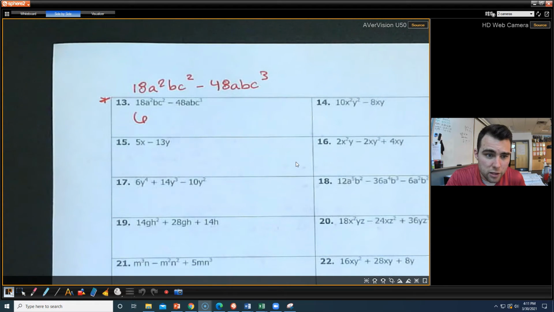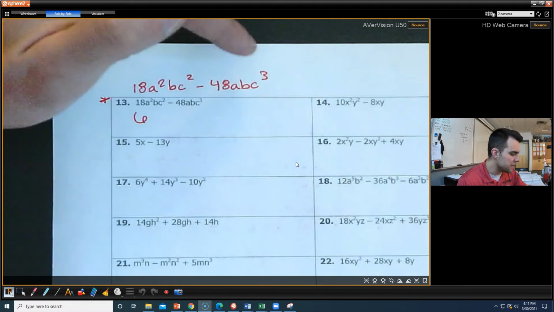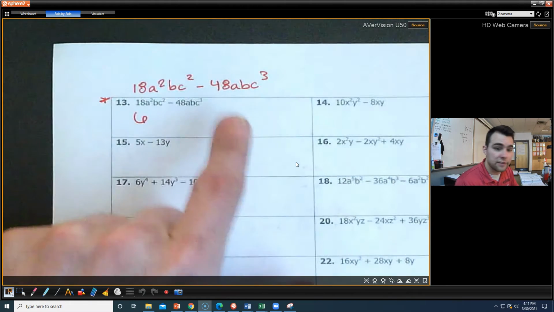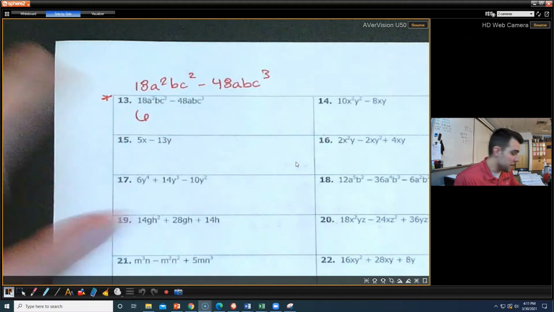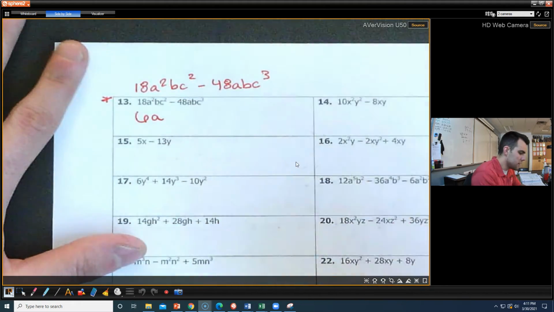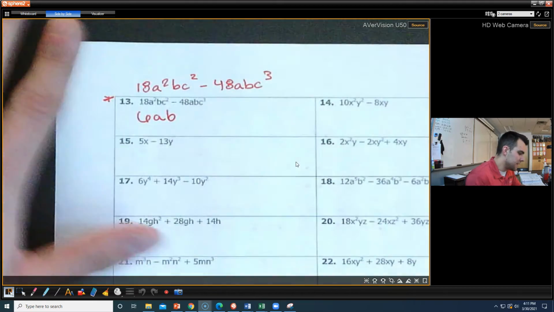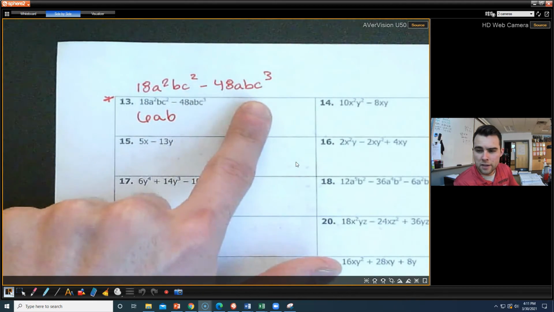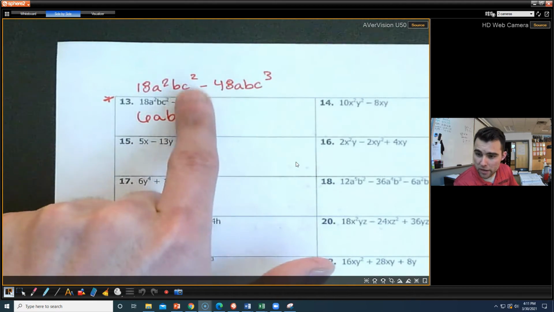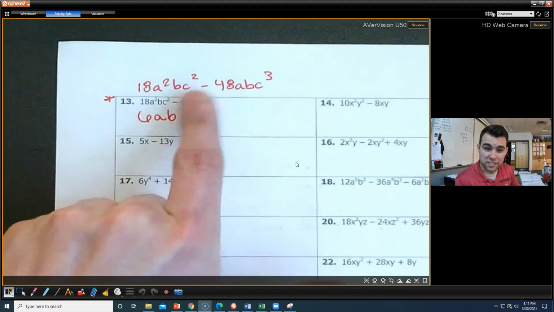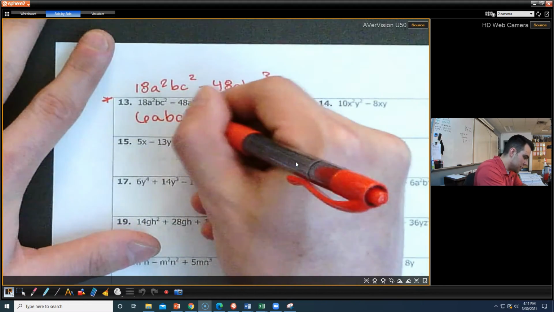Okay, and then I have an a squared bc squared for this first term, and I also have an abc to the third here. Well, they all have an a in common, and we're going to take the lowest one for right now. So we have a. B they have in common, so I'm going to pull out a b. And they both have a c in common. The lowest one is c squared, and this one's c to the third, so the greatest common factor between them would be the c squared. So I'm going to pull that out as well.